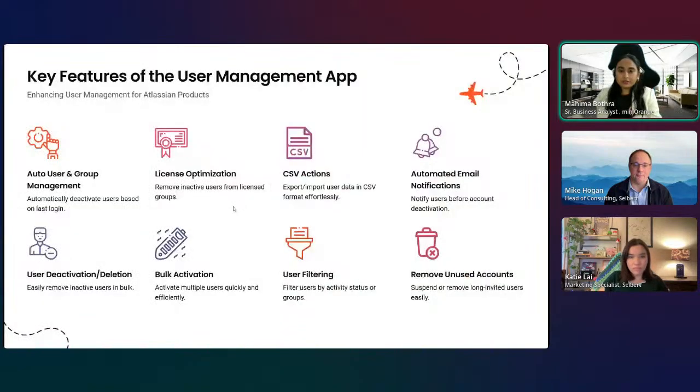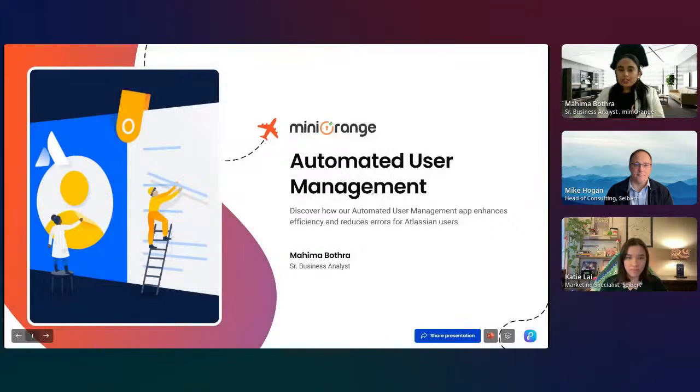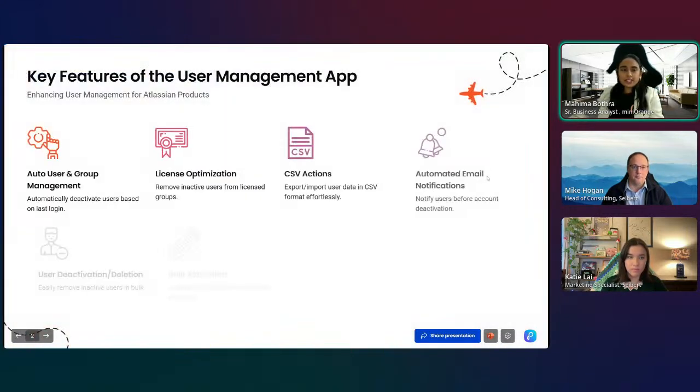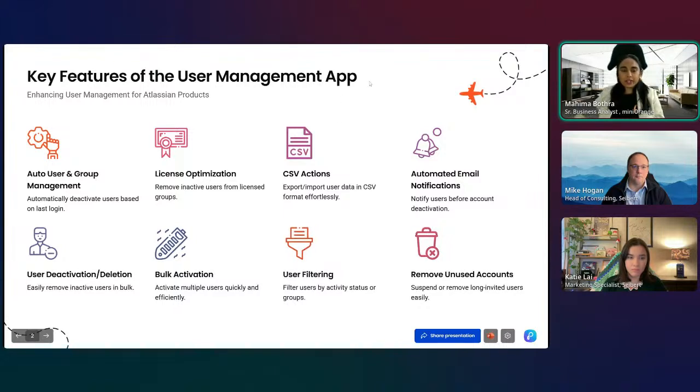So for such a problem, we have a solution which is called automated user management. Basically, this is an app developed by Mini Orange, and it can help you increase your efficiency and reduce errors in Atlassian user management. So I would just like to go through the key features of the user management app.